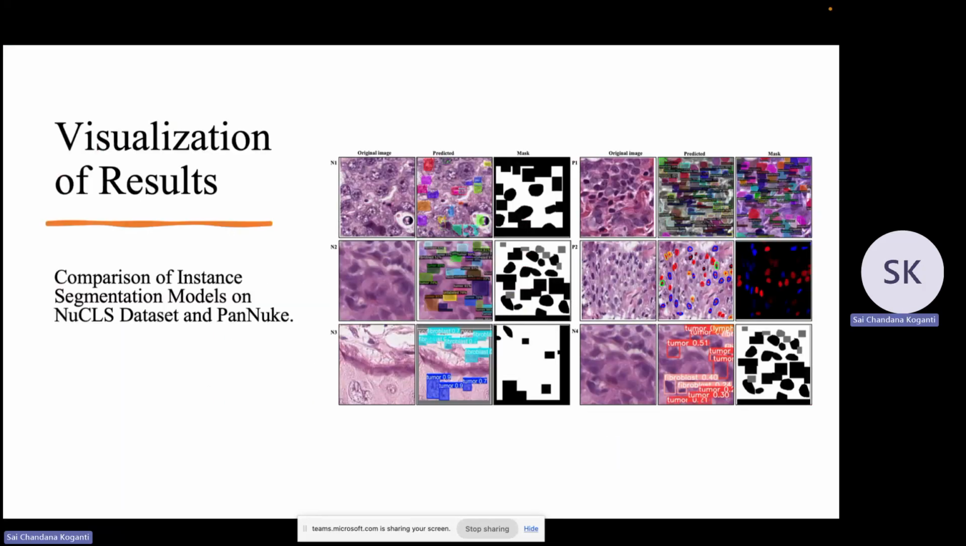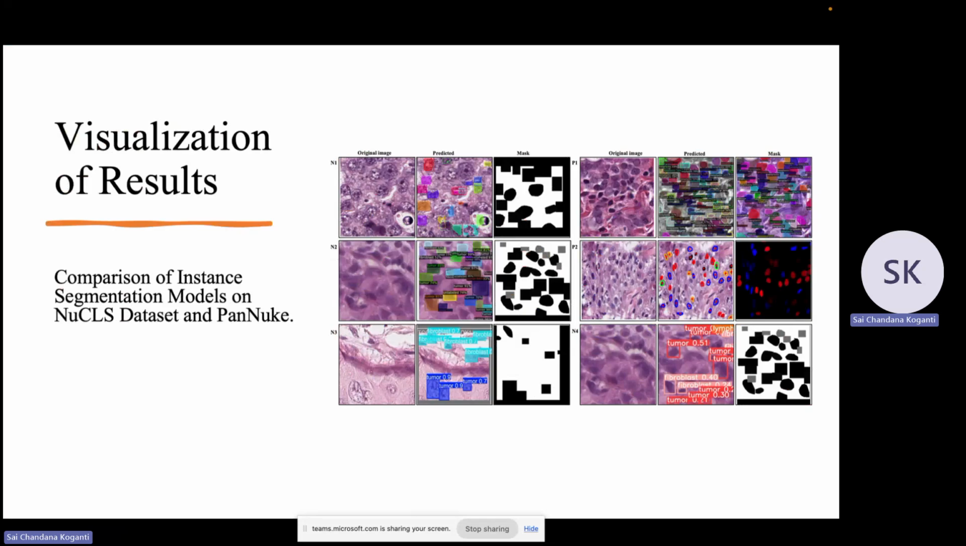Yep, so you can see this visualization of results. These are multi-class instance segmentations, which are performed with the Nucleus dataset and the PanNuke dataset. Here N1 represents Mask R-CNN, N2 represents Detectron 2, N3 YOLO V8, N4 YOLO V9. These are all related to the Nucleus dataset. Whereas P1 represents Mask R-CNN and P2 represents HoverNet, which are related to the PanNuke dataset.